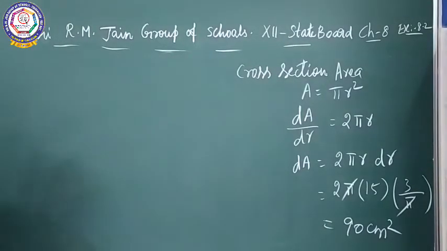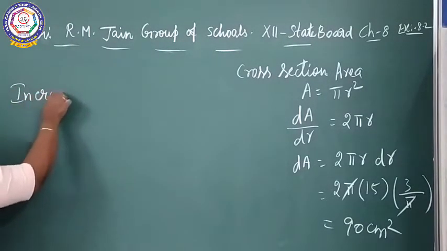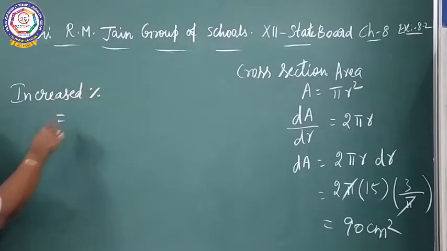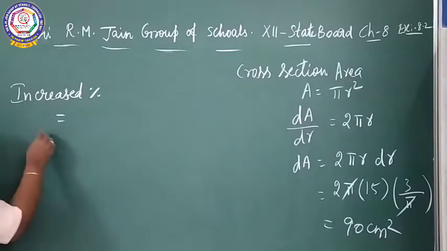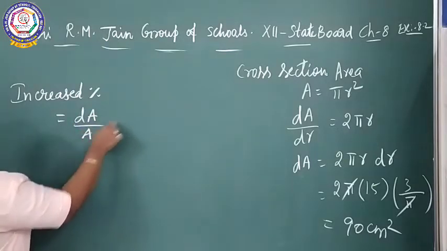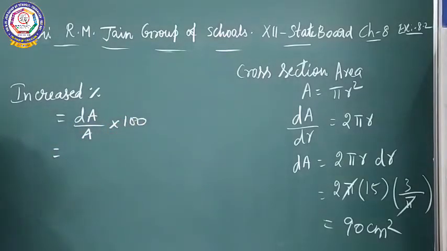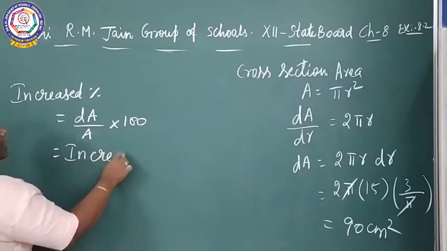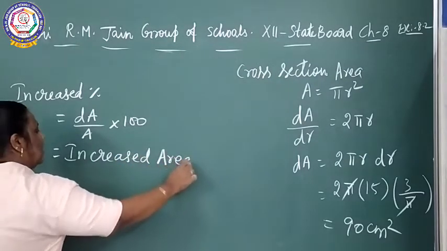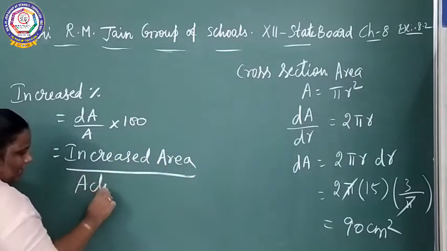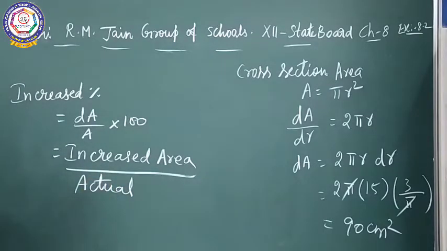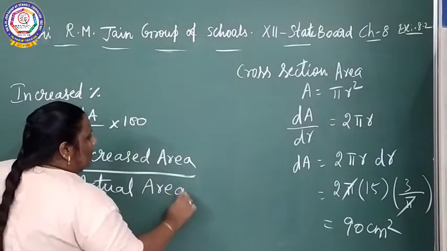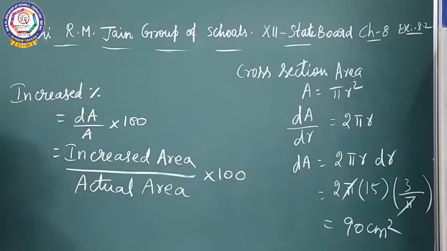See, increase in area, increase in percentage. So what is that value we are taking? See, dA by A into 100. It's nothing but what? Increased area in percentage. Increased area by actual area, into 100. What is that increased area?